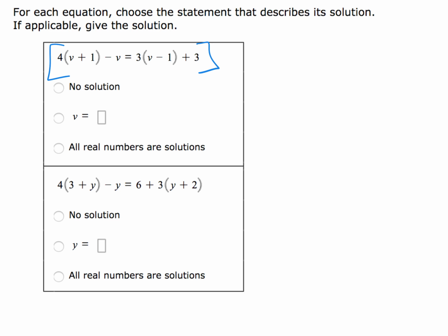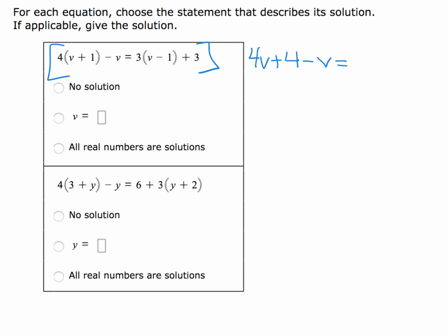So let's simplify both sides of the equations. Let's start by simplifying this side of the equation. So I'm going to distribute the 4. Okay, so I'm going to multiply the 4 by the v and the 4 by the 1. So what I get is 4v plus 4. Okay, so that's this. Okay, minus v. Okay, so this minus v is right here.